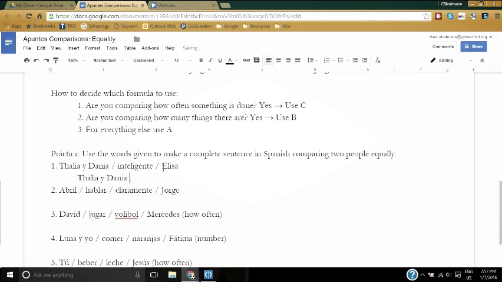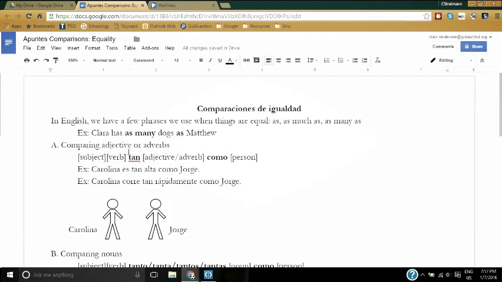So Talia y Danya son. Hey, let's pause. Are we comparing how often something is done? No, not when we're talking about how smart they are. Are we talking about how many things there are? No, we're not. So let's look back at A for a moment. We got our subject and verb.